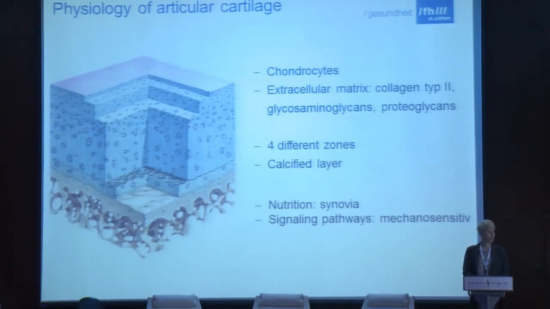We have 4 different zones, including a calcified layer. The nutrition is mainly via the synovial fluid. It's important that the signaling pathways are mechanosensitive. That means cartilage really needs movement.